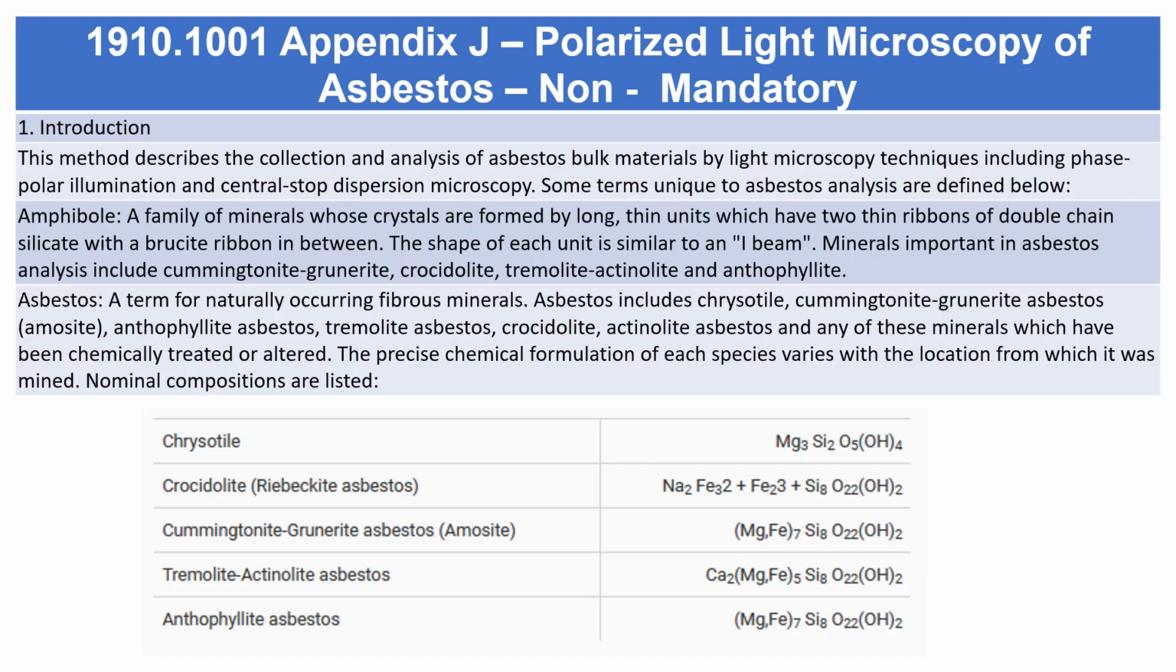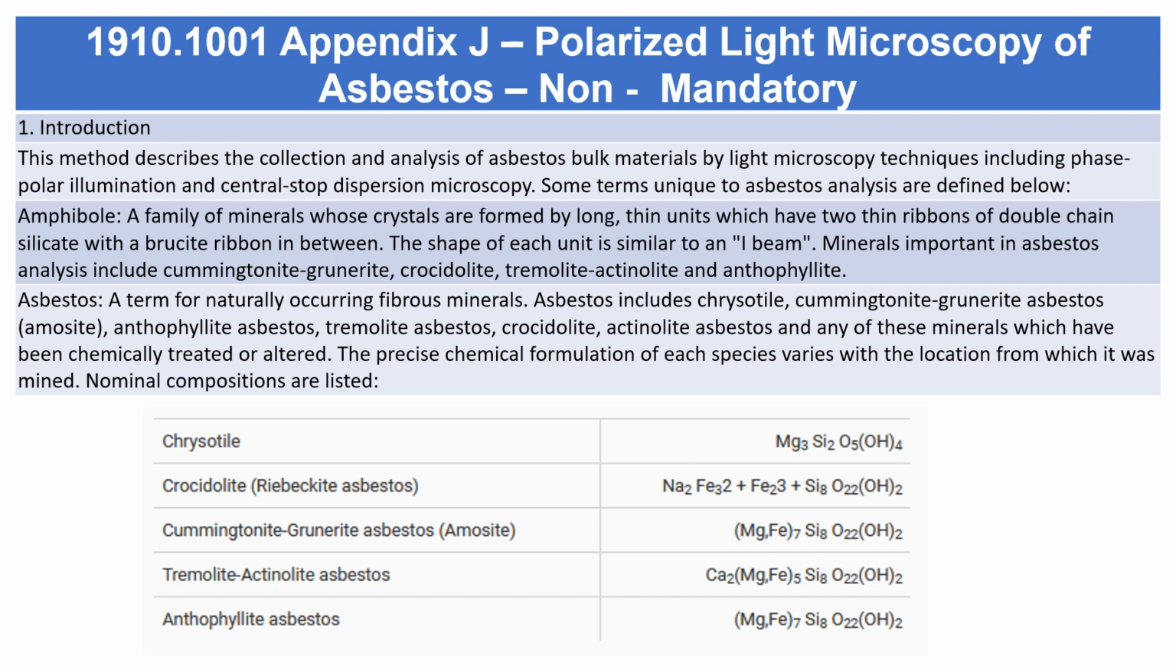1. Introduction. This method describes the collection and analysis of asbestos bulk materials by light microscopy techniques including phase polar illumination and central stop dispersion microscopy. Some terms unique to asbestos analysis are defined below. Amphibole: a family of minerals whose crystals are formed by long, thin units which have 2 thin ribbons of double-chain silicate with a brucite ribbon in between. The shape of each unit is similar to an I-beam.